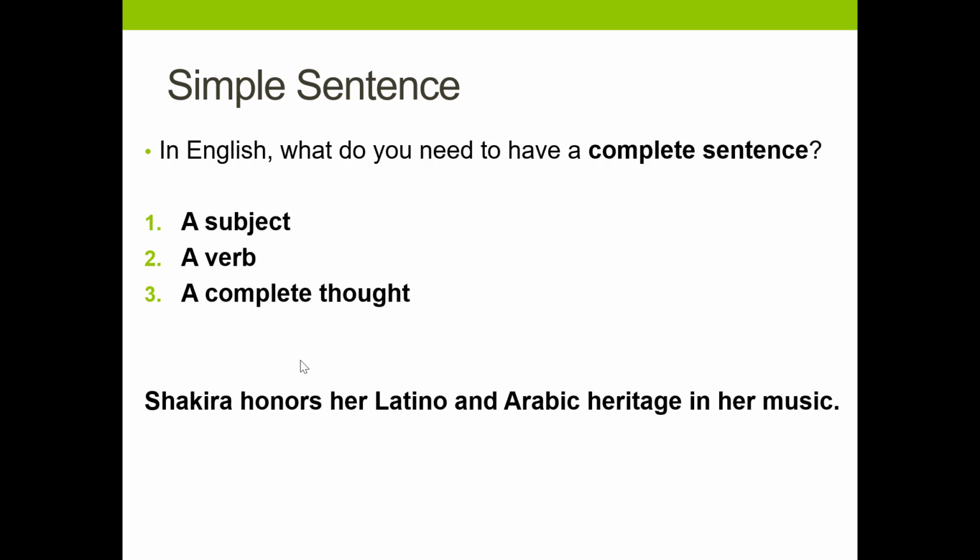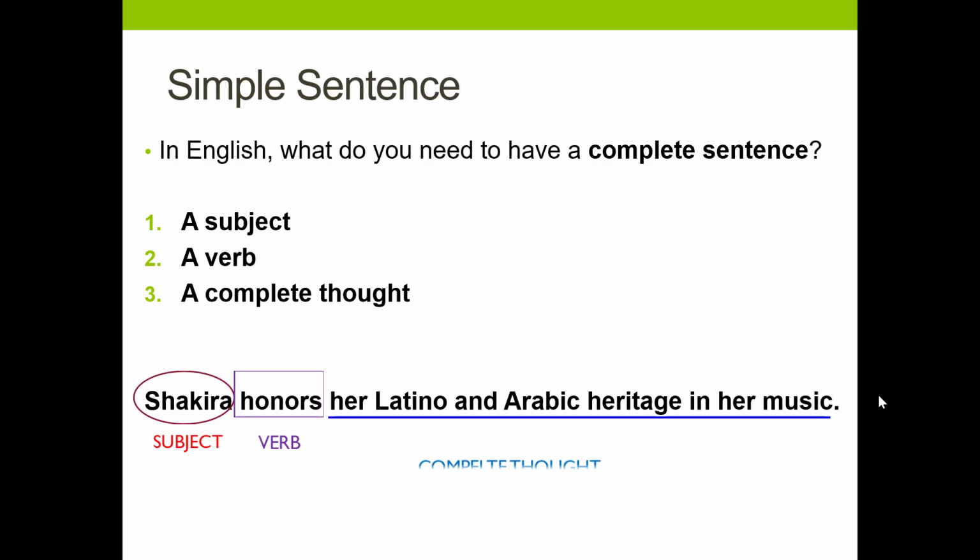In English, what do you need to have a complete sentence? Basically, there are three main things: a subject, a verb, and a complete thought. For example, Shakira honors her Latino and Arabic heritage in her music. The subject is Shakira, the verb is honors, and the complete thought is her Latino and Arabic heritage in her music.